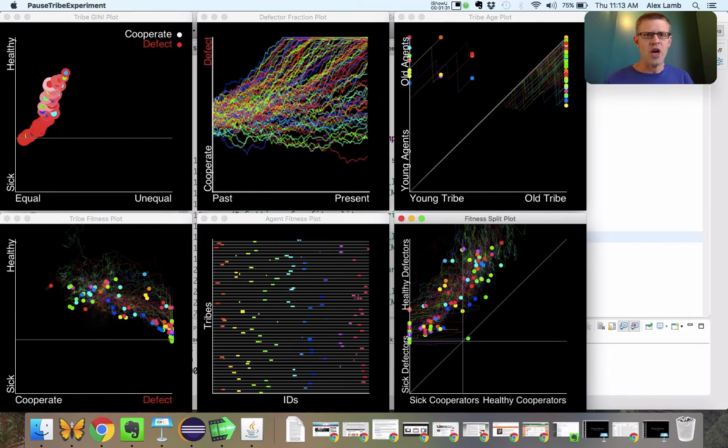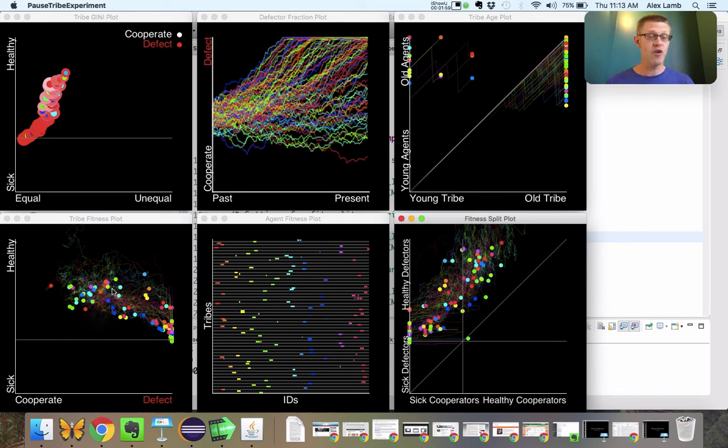Panel number 2, we've got a line for every single tribe, and every tribe has a colour. If the line is going up, it means a whole bunch of defectors are being born. If the line goes down, it means that the tribe has a lot of cooperators in it. Panel number 3 tells you how old that tribe is compared to its oldest agent, because if we've got a situation in which people live in 6 different tribes before they die, we know that something's wrong with the dynamics of our sim.